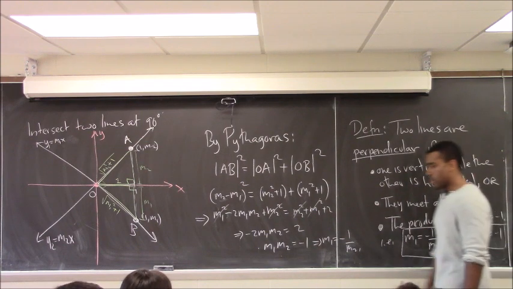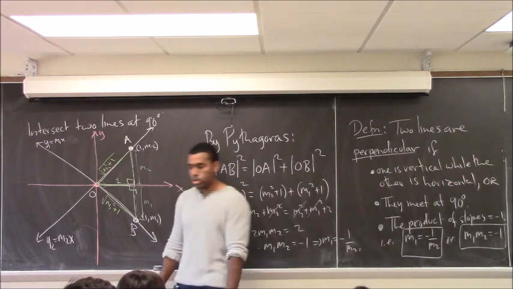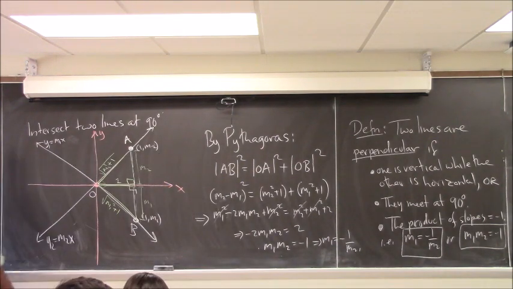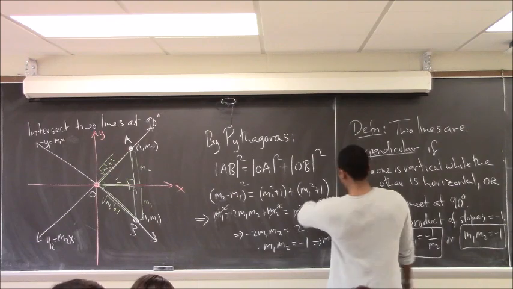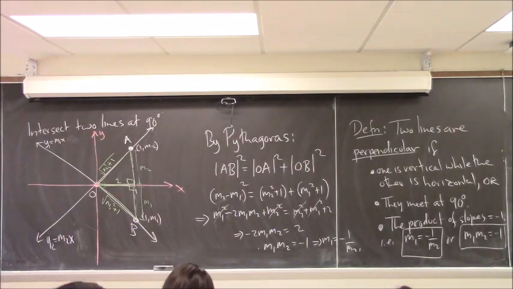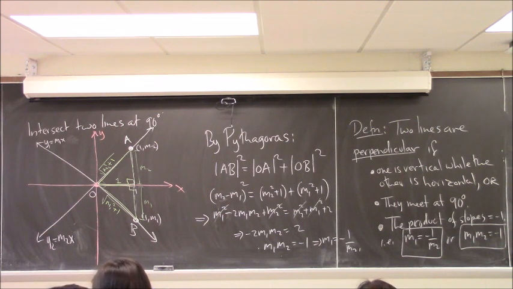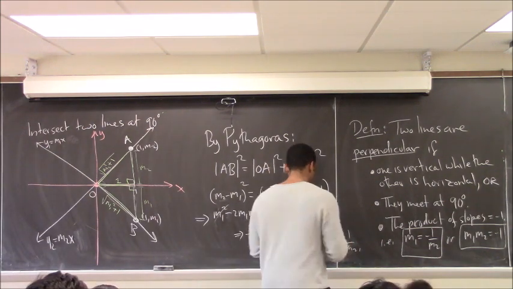So two lines are parallel if they have the same slope. Two lines are perpendicular if the product of their slopes is minus 1, or one is horizontal and the other is vertical. So we'll stop there. Next time I'll give you some examples with lines and we will get into graphing. Yeah, maybe we'll talk about graphing next time too. Go back to basics.